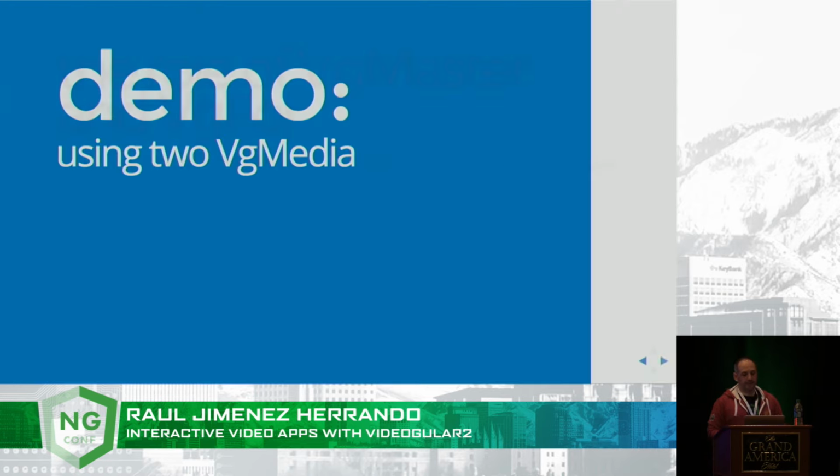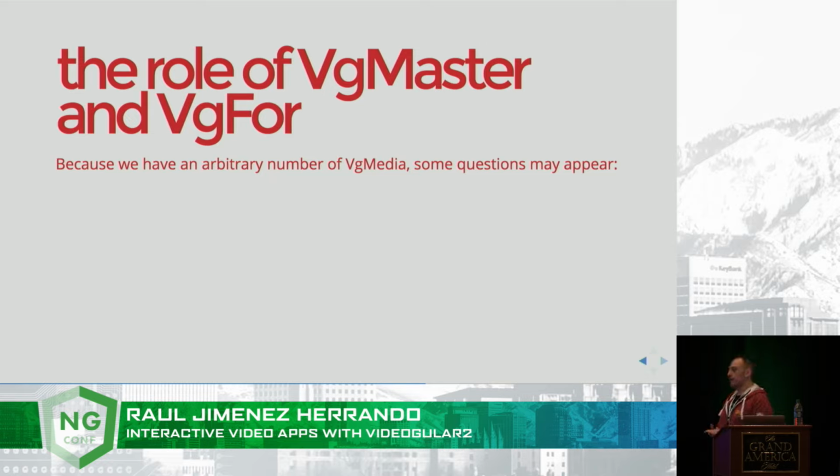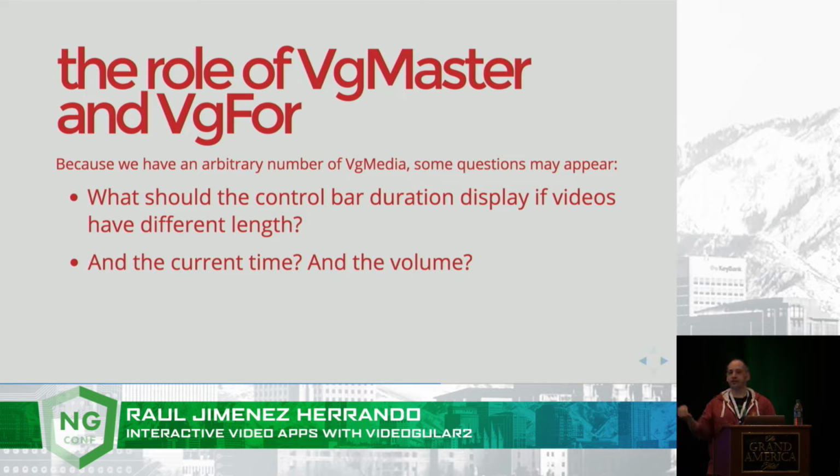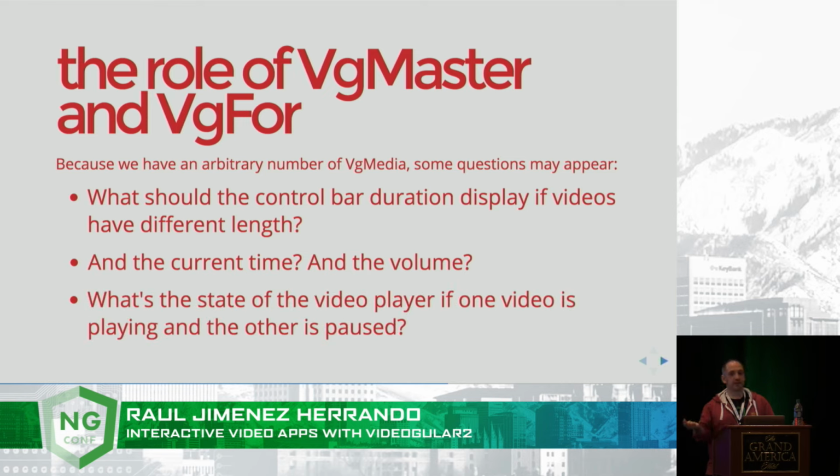Okay, fair enough. But we have now a problem because, for example, in this video, the video is 1 minute and 37 seconds long, and what happens if we set the duration to 50 seconds manually instead of the duration of the video? Because we are now returning a number of VG media, some questions might appear. We can actually have some problems of architecture there. So what should the controllable duration display if videos or medias have different lengths? Or the current time and the volume, if you change the volume on one item, what happens to the other video? And what's the state of the video player if one video is playing and the other is paused? Or buffering, for example.